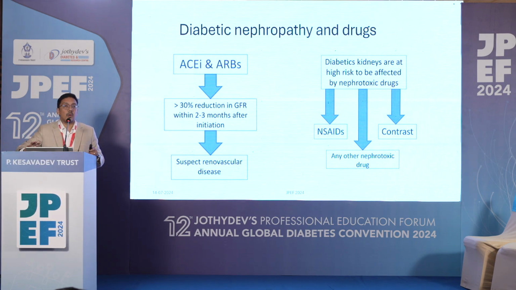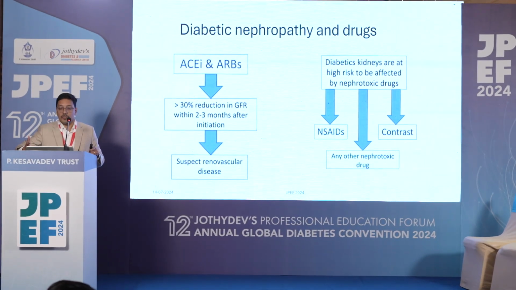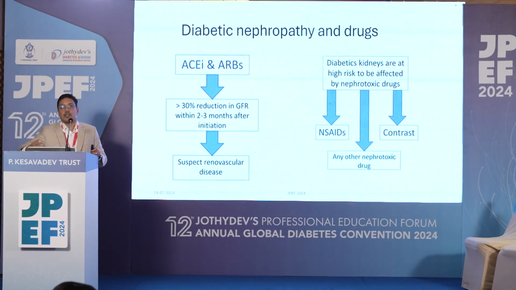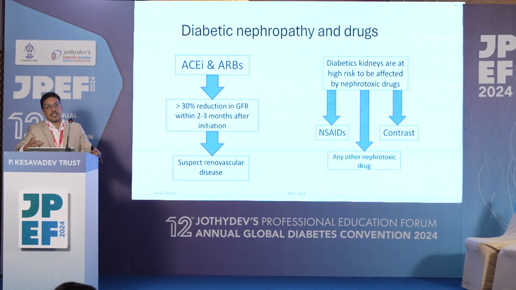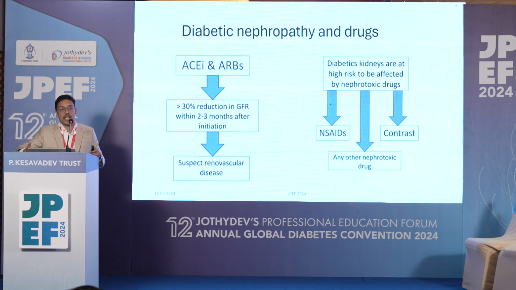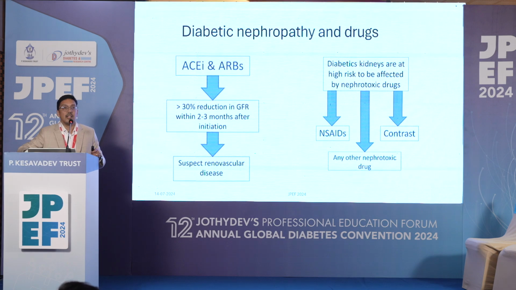So, as I already told, the diabetic kidneys are at high risk of being affected by nephrotoxic drugs. So the drug list the patient has taken recently, you should also take before analyzing the patient with renal dysfunction in diabetes. It can be NSAIDs, it can be a recent contrast, or any other nephrotoxic drug they have taken recently.